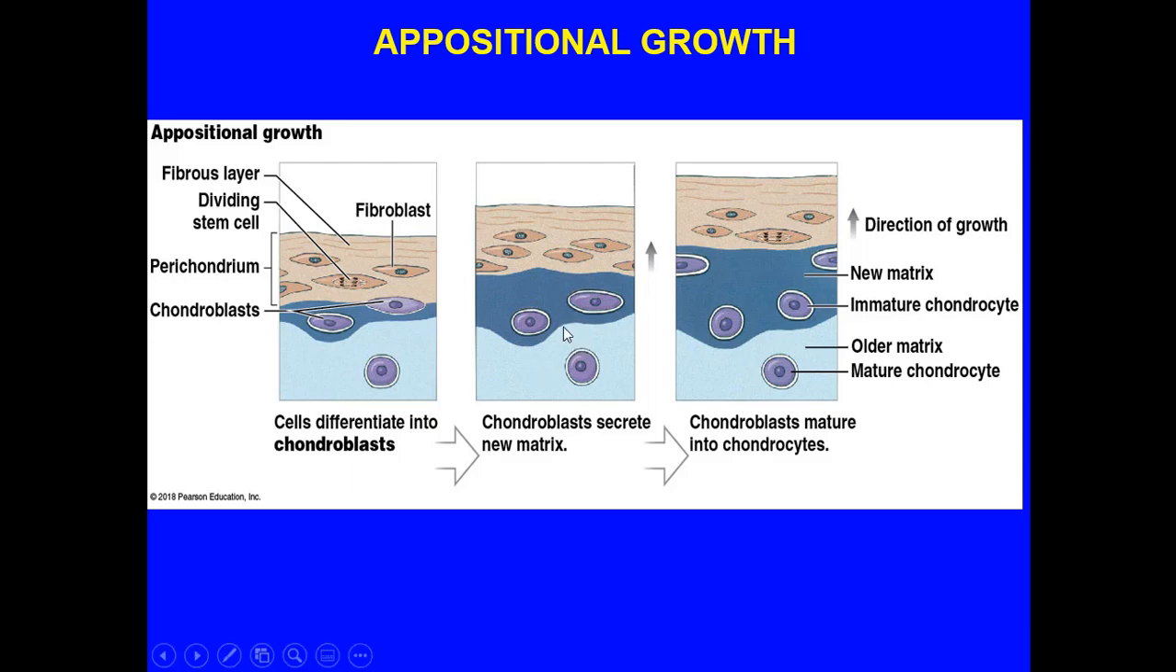The chondroblasts are going to secrete new matrix around this area that requires it. And once they get encapsulated here, they're going to be stuck, going from chondroblasts to chondrocytes. The direction of growth is basically, let's say, vertical, if you want to say it. It's in one dimension.